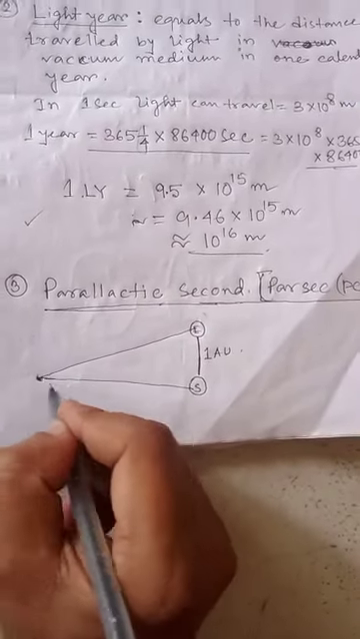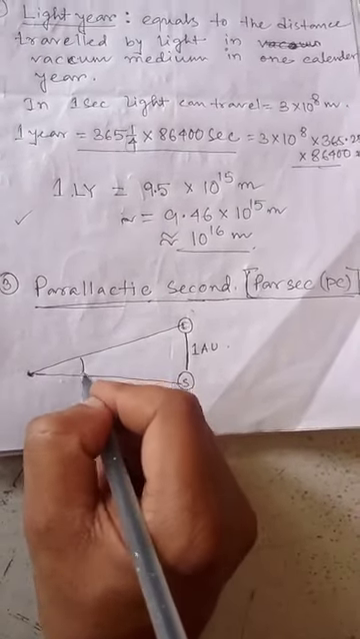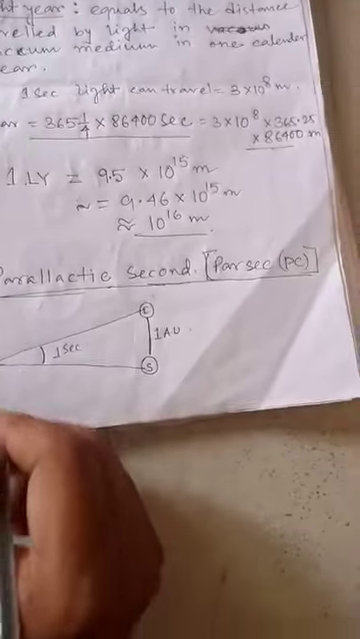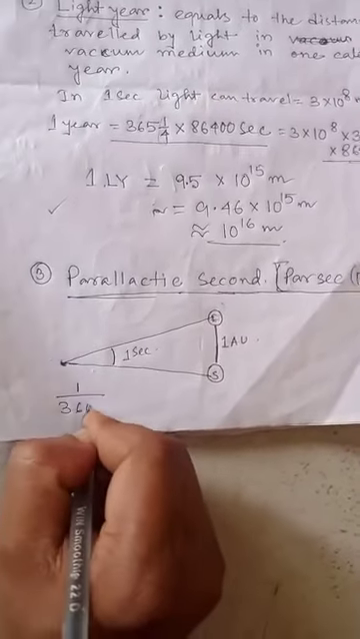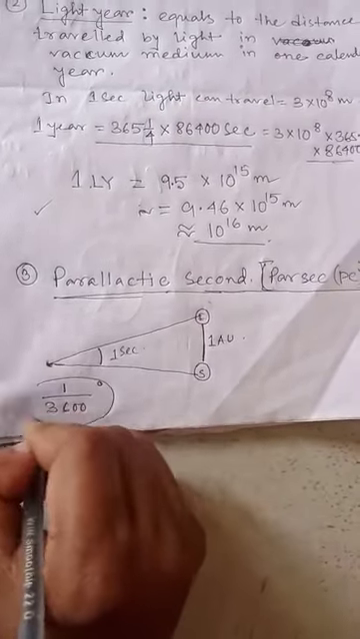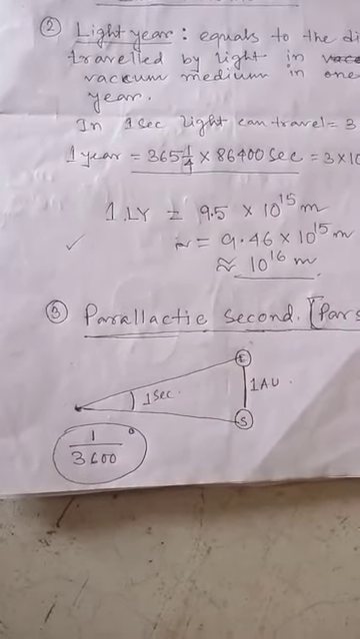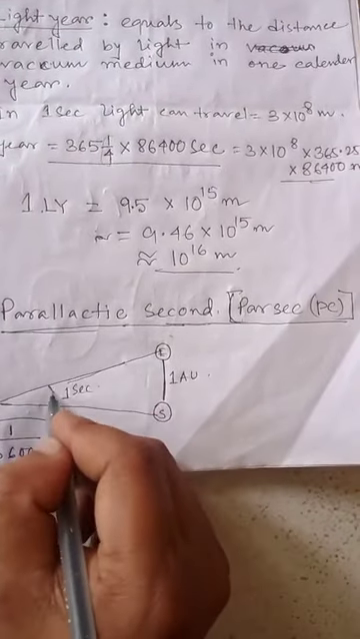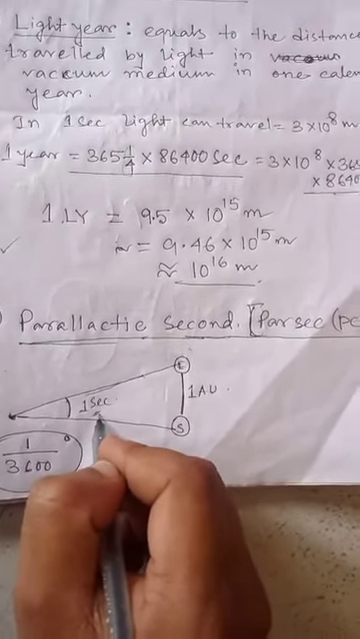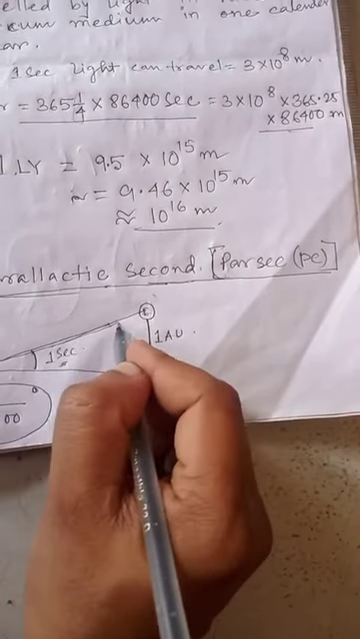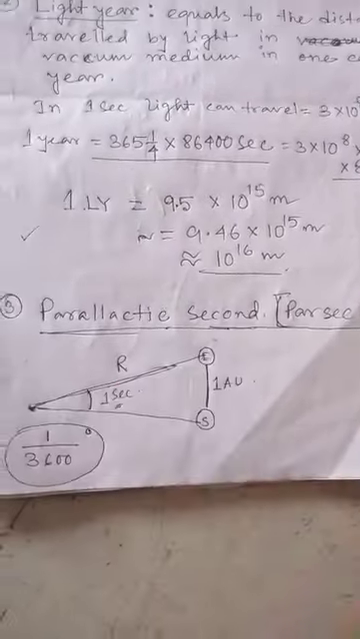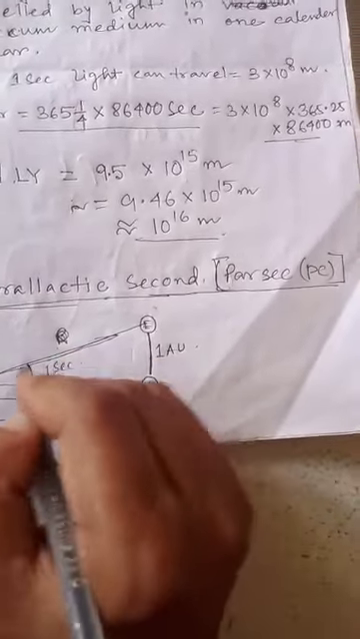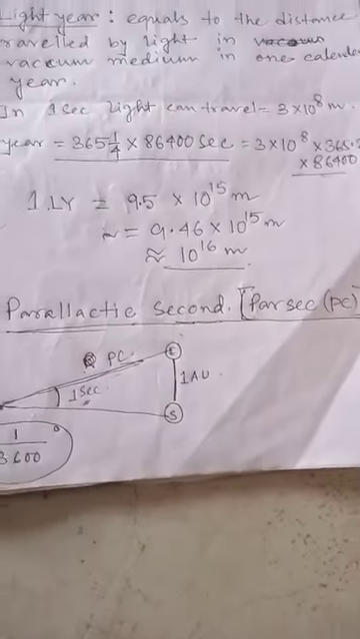Now, if we draw 2 lines from earth to sun and attach these 2 lines at a point, which makes an angle of 1 second. 1 second means 1 divided by 3600 degree. That means if we divide 1 degree by 3600, then we get 1 second. If these 2 lines make an angle of 1 second, then the radius of that line, if we consider this is r, then this r is called parsec.